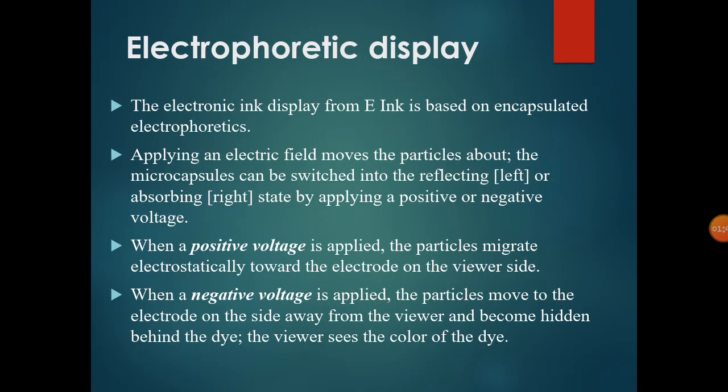Next, electrophoretic display. The electronic ink display from E Ink is based on encapsulated electrophoresis, and applying an electric field moves the particles about. The microcapsules can be switched into the reflecting or absorbing state by applying a positive or negative voltage. When positive voltage is applied, the particles migrate electrostatically toward the electrode on the viewer side. When negative voltage is applied, the particles move to the electrode on the side away from the viewer and become hidden behind the dye. The viewer sees the color of the dye.